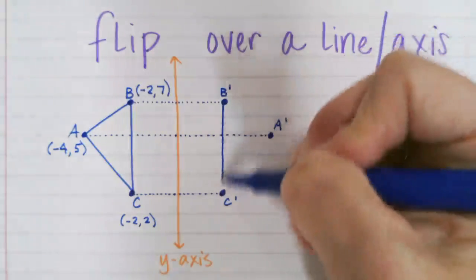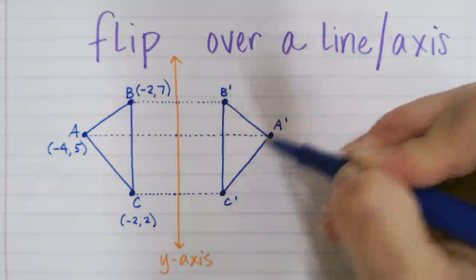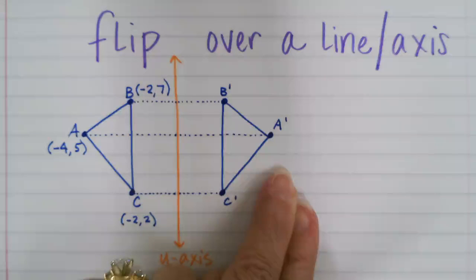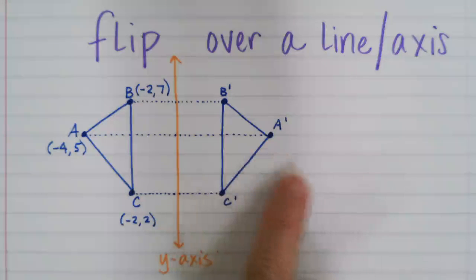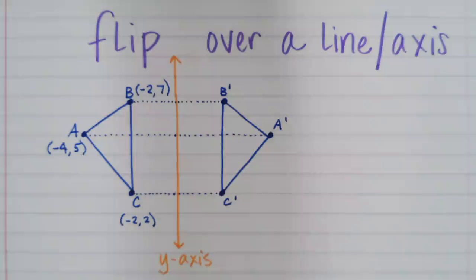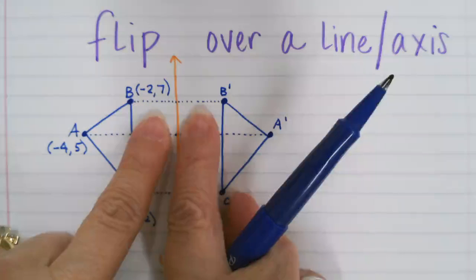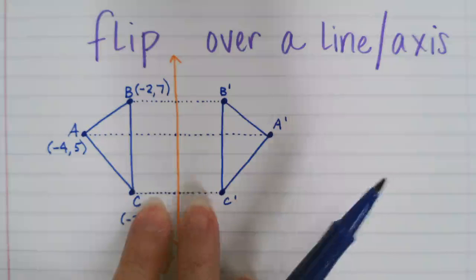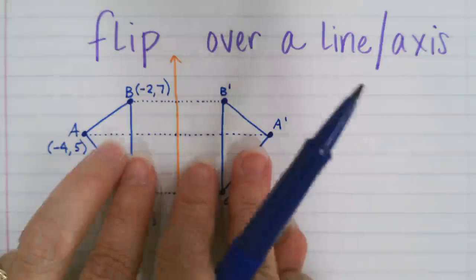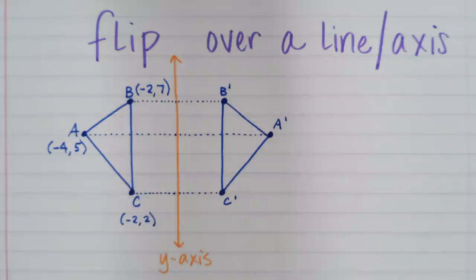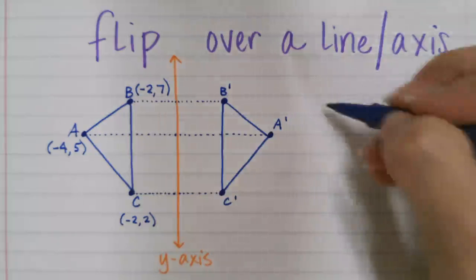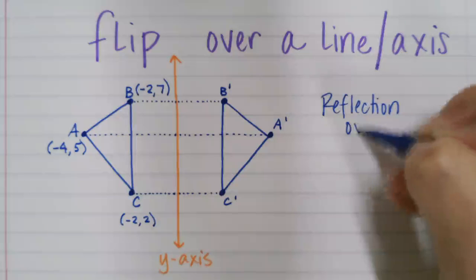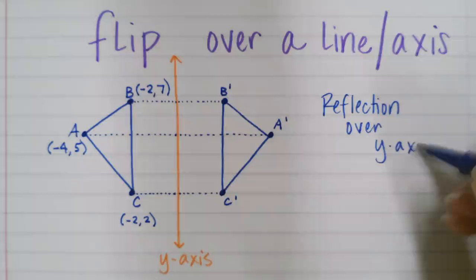So now if we connect our points, the triangle has been reflected over to this side. I didn't connect my points so good, but you get the idea. Now I can see that the distance right here on this side and this side is the same. The distance on this side and this side is the same. And the distance on this side and this side is the same. So this is a reflection over the y-axis.